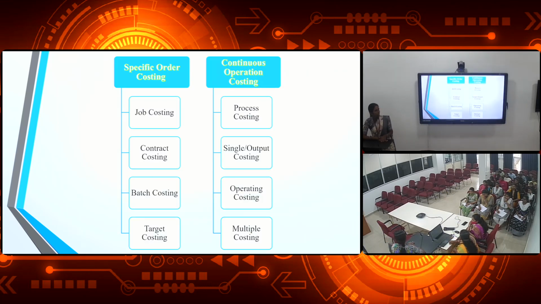Next, we are going to see what types come under specific order costing: job costing, contract costing, batch costing and target costing. Under continuous operations costing: process costing, single or output costing, operation costing and multiple costing.